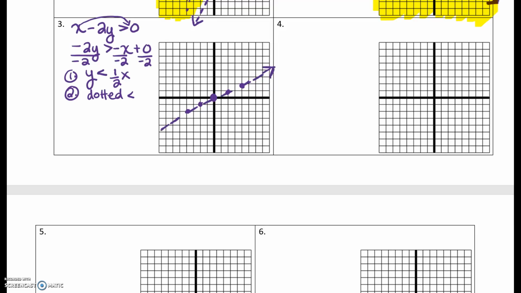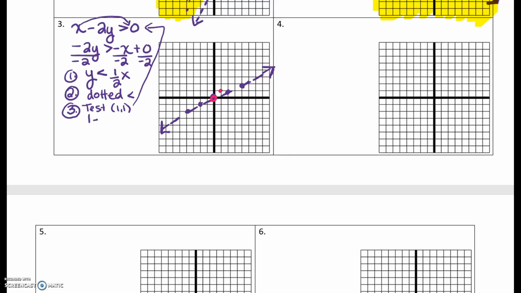And now we encounter a problem. This line is in fact going through 0, 0. So when I test the point for this problem, I am not going to use 0, 0. In fact, I can use any point not on the line. But the next easiest one to test, in my opinion, will be 1, 1 right here. So I'm going to test 1, 1 and see if it's true or false. I'm going to test this back up into the original equation.